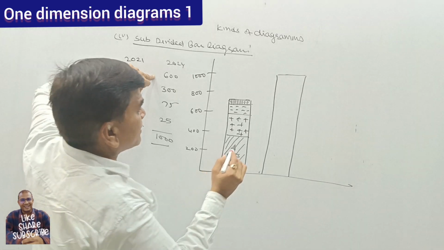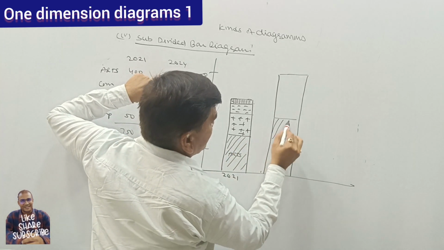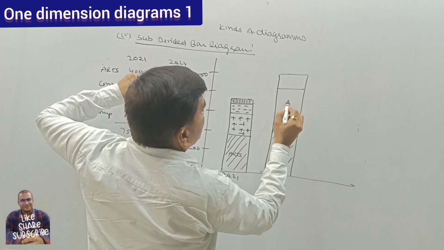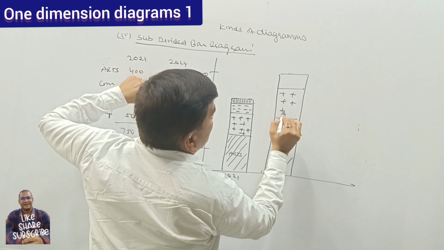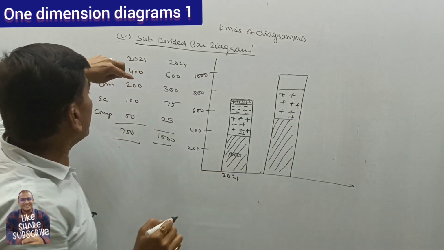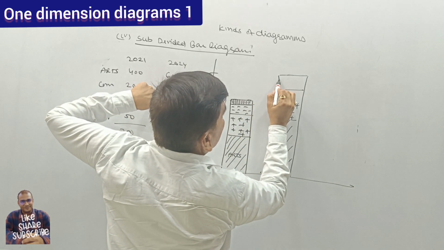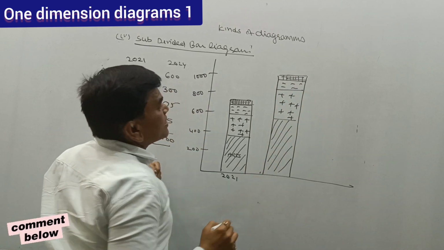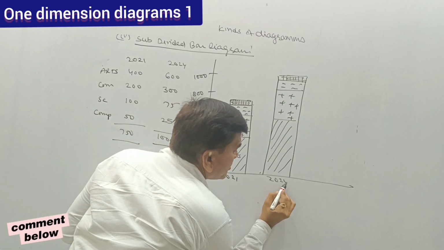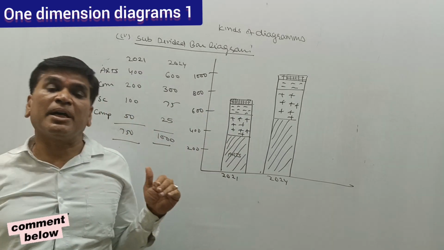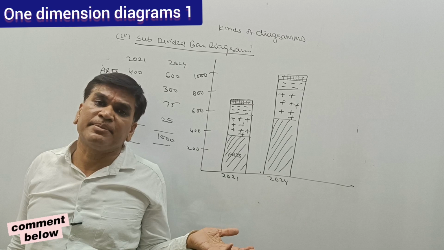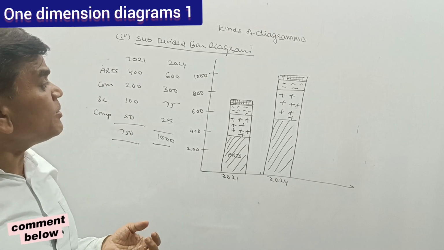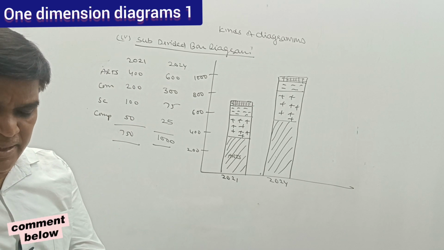Now arts has 600, so here is the cut for arts. Commerce has 300, so 600, 900 for commerce. Then science has 75, decreasing to 75, and this decreases to 25. In this manner you can draw the subdivided bar diagram. This is also a one dimensional diagram because we are concerned only with the height, not with the width. So that is also a presentation of the data.